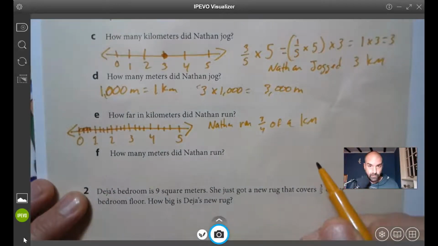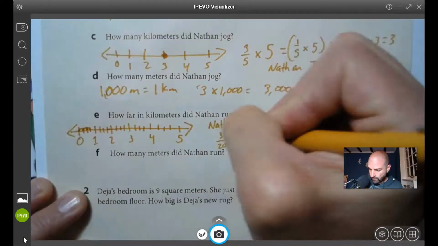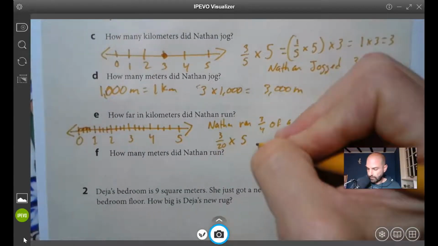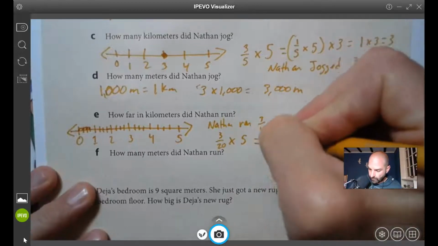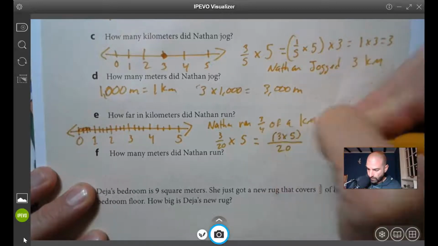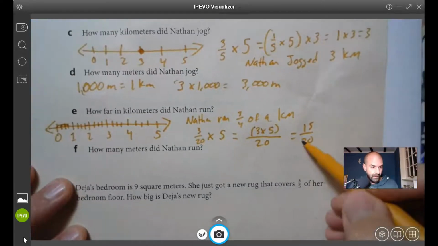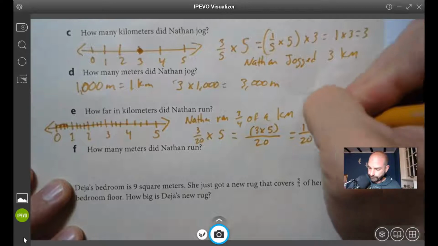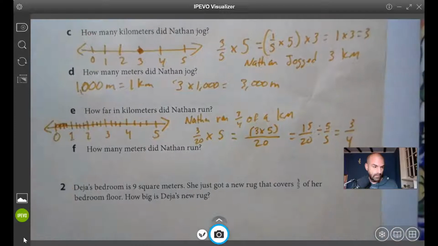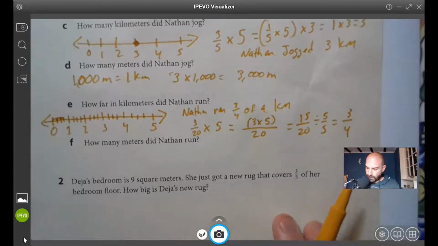So let's look at that in terms of numbers. If we have 3/20 times 5, we can look at this as 3/20 plus 3/20 plus 3/20, so 5 times. So this turns into 3 times 5 over 20, which gives us 15/20. Well, wait a second, I thought it was 3/4. Well, we can divide each one of these by 5 to simplify, and that gives us the 3/4. Okay, so 3/4. This is cool though. I like this. All right, how many meters did Nathan run?